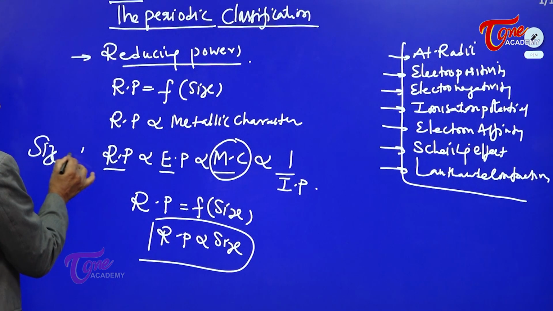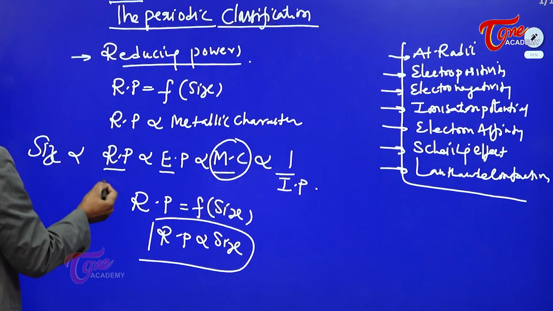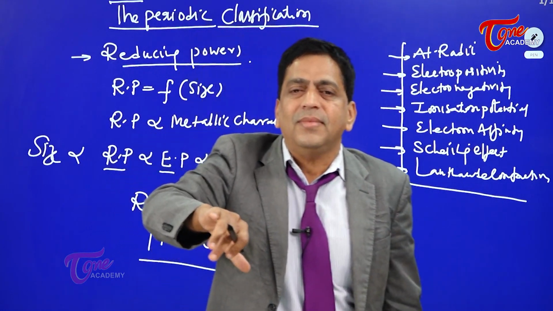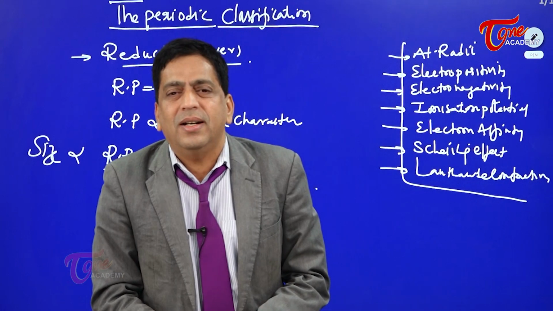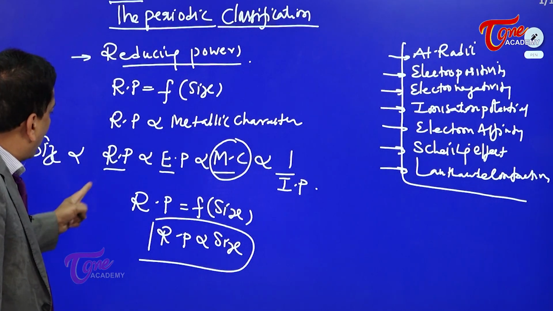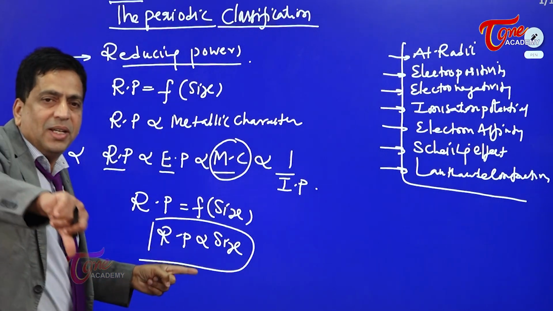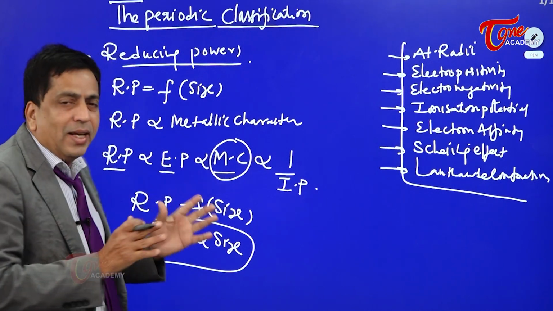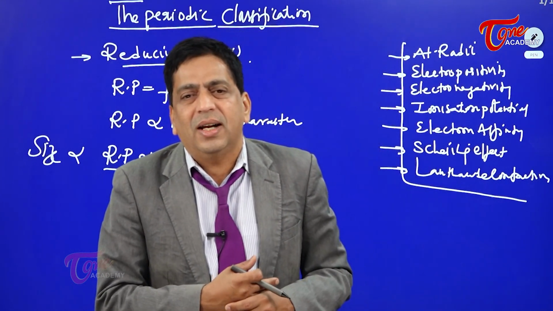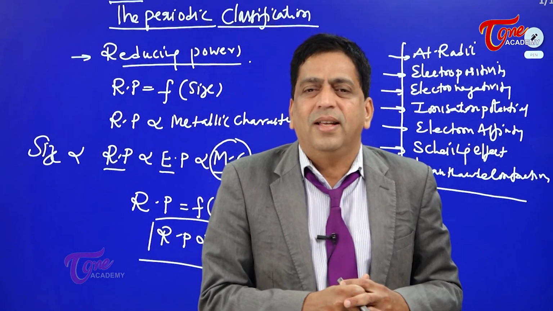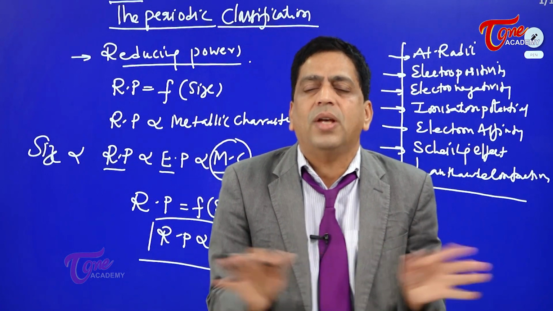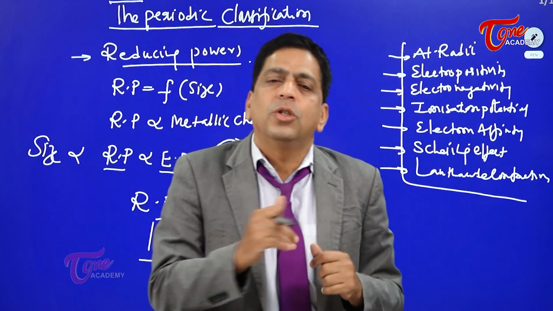Size is directly proportional to RP: size more, RP more, EP more, metallic character more, and ionization potential lesser. You must understand, right? So that is how the things are. Size more, RP more, EP more, MC more, IP is what? Lesser. Right? So ultimately, whichever periodic property you discuss in the periodic classification, understand that it is all about what? Size. It is basically all about size.